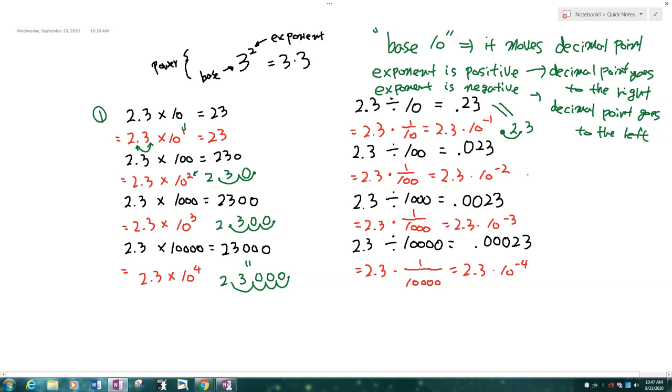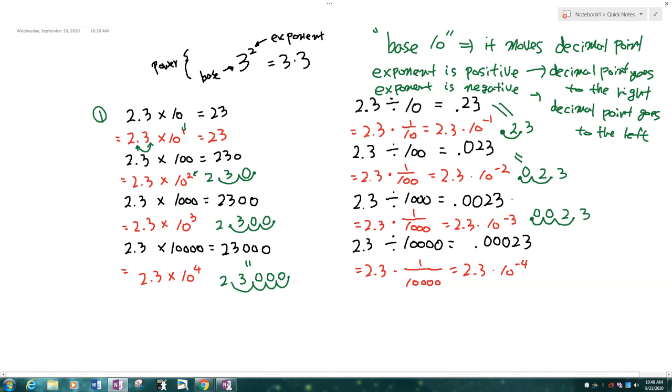All right, moving on to this guy. I have 2.3. My exponent is negative 2 this time. So I'm going to move my decimal point to the left. 1, 2. That's my new decimal point. Create a 0 inside. 0.023. 0.023. They're equal to each other. All right, moving on to the next one. I have 2.3. This time my exponent is negative 3. Since it's negative, I'm going to go to the left. How many? 3 times. 1, 2, 3. So that's my new decimal point, and create 0s.